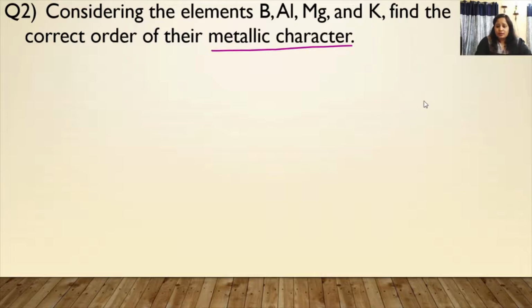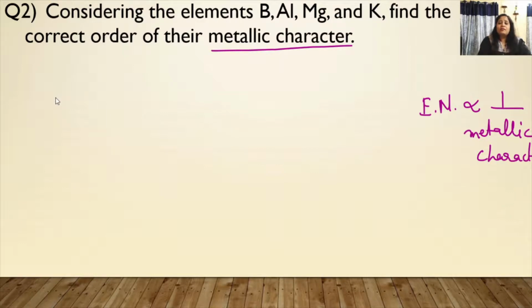So we can write a general formula. Electronegativity is inversely proportional to metallic character. So this is the formula we are going to use, and after that we will first of all write the configuration of the elements given so that we can get their positions in the periodic table.